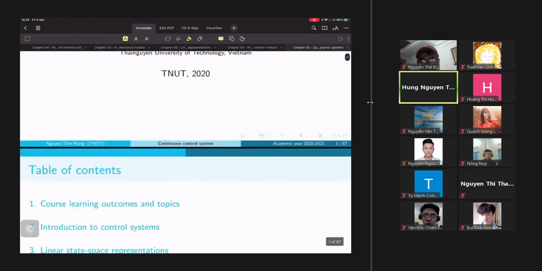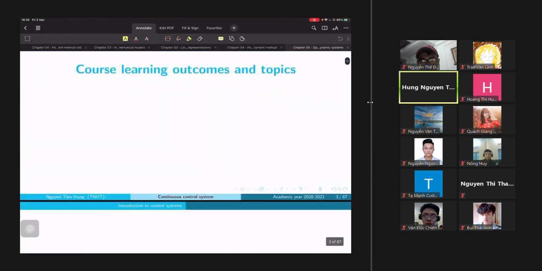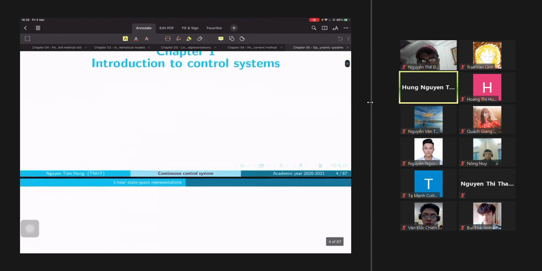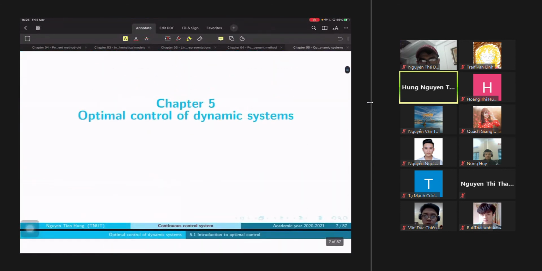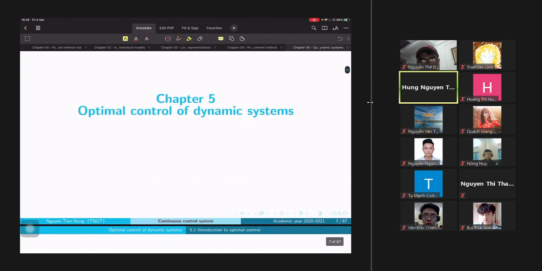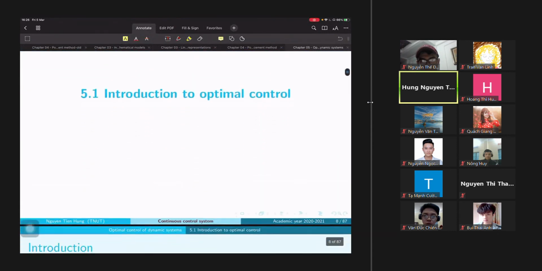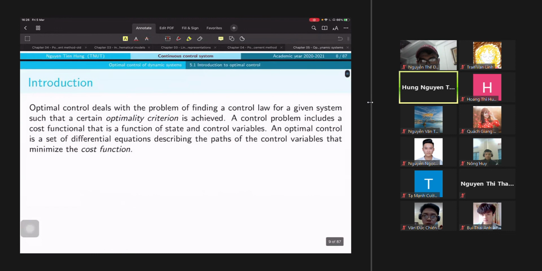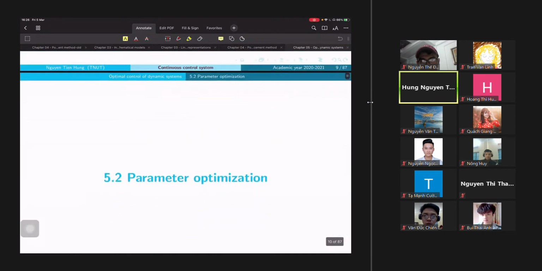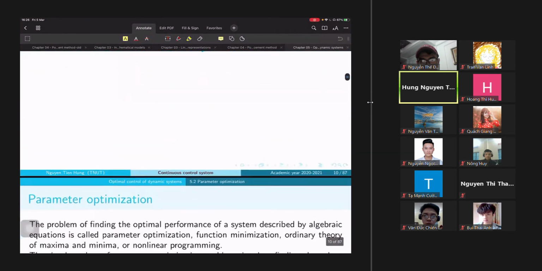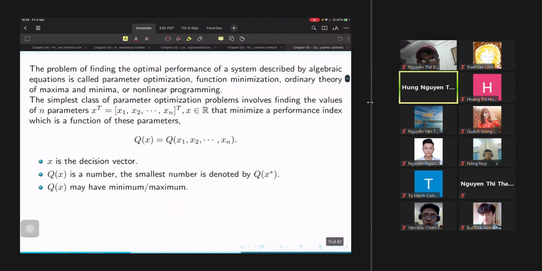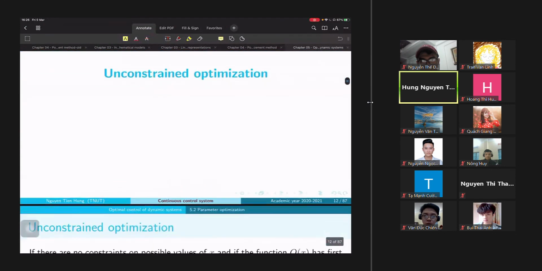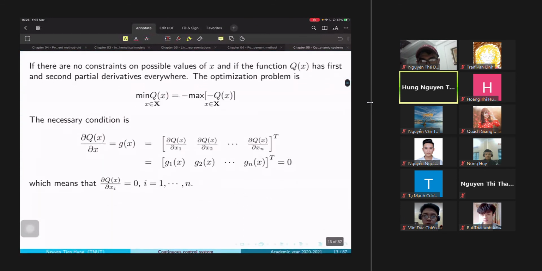Now, in my next lecture, we will move to the next chapter. This chapter discusses optimal control of dynamic systems, and it is related to some other things. This is an optimization problem, and we have something else to do with it. So please read this at home before we go to class.